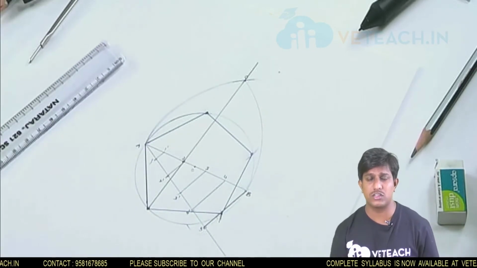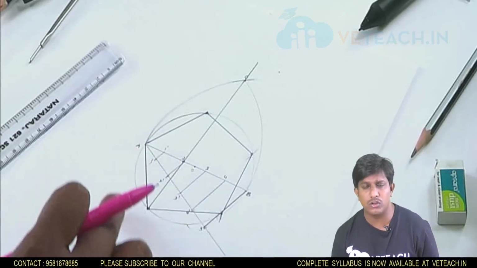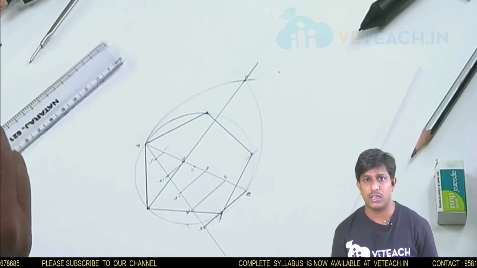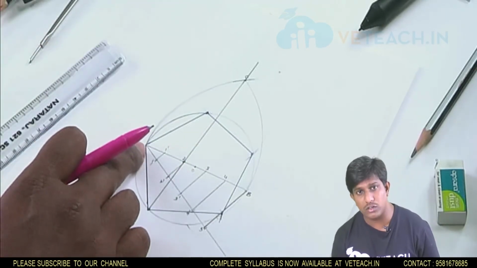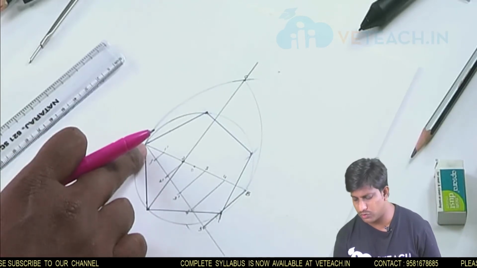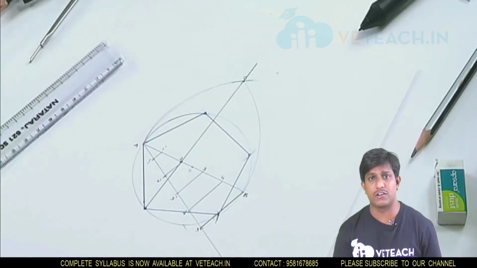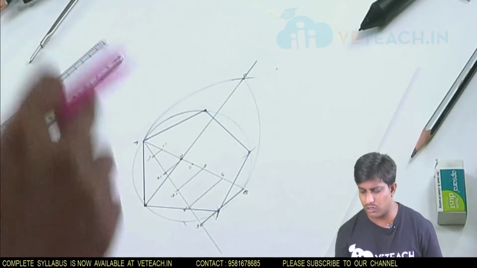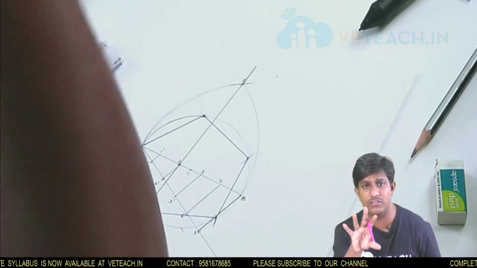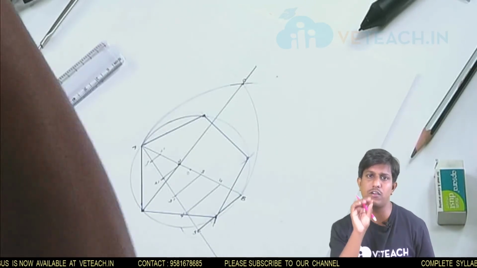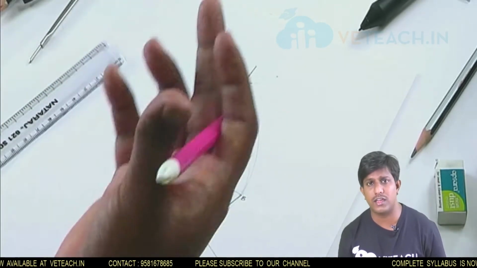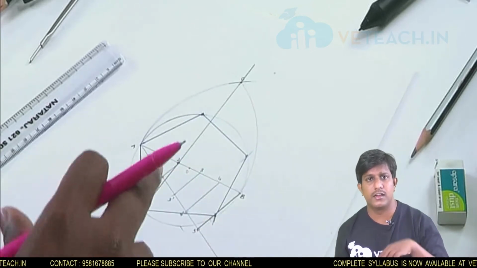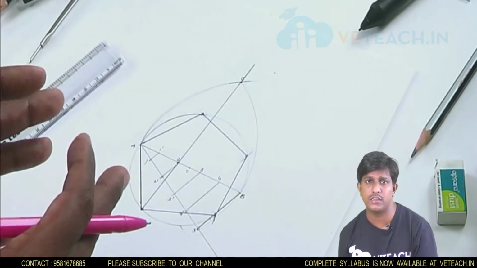If you want to draw a hexagon, then you divide this line into 6 equal parts. Do you understand? In this diagram I am drawing only a pentagon, that's why I am dividing this line into 5 equal parts. Why? Because a pentagon consists of 5 sides. If I want to draw a hexagon, I will draw 6 equal parts. Then the remaining procedure is the same as what we have done for the pentagon.